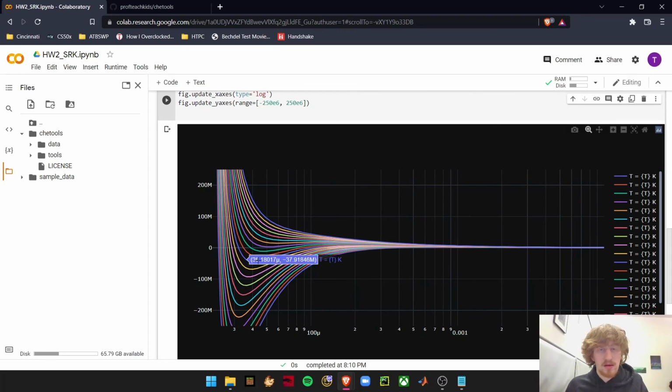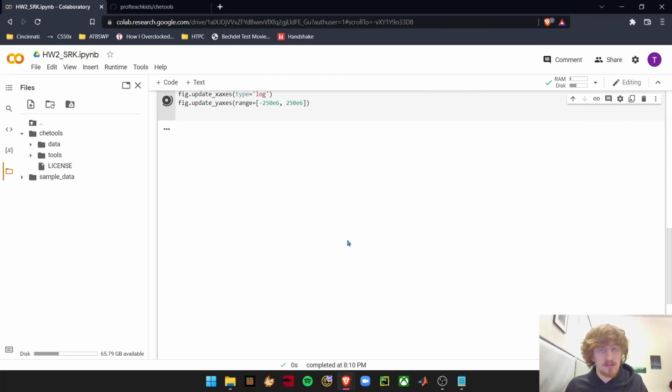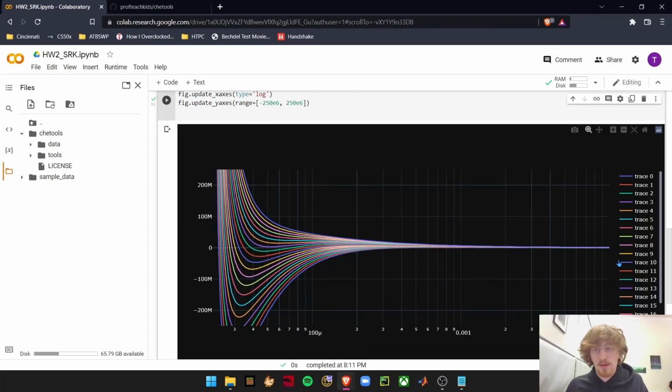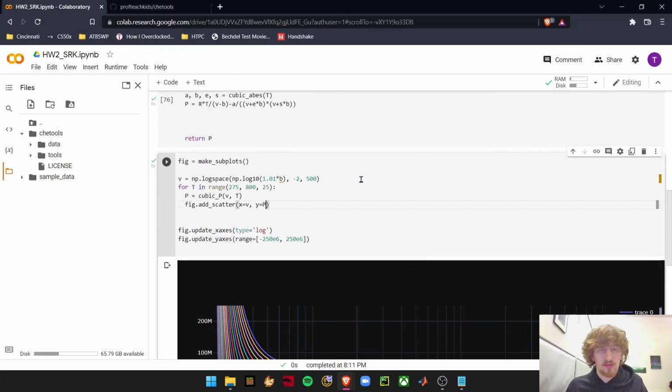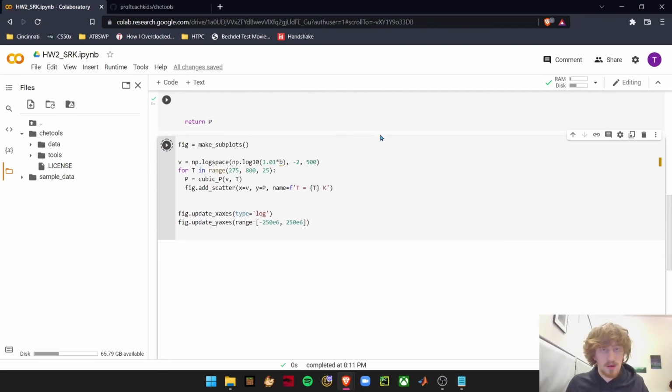So we're technically done here, but we can do one more thing to make this a little prettier. So right now each of these lines are labeled trace 0, trace 5, trace whatever. And it's a little hard to tell, well, it's really hard to tell what temperature each of these are at. So we can just add a short little name here. And we want our temperature to be the temperature that we are currently at in this range here. And then that is, of course, in Kelvin. So if we go ahead and do this one more time.